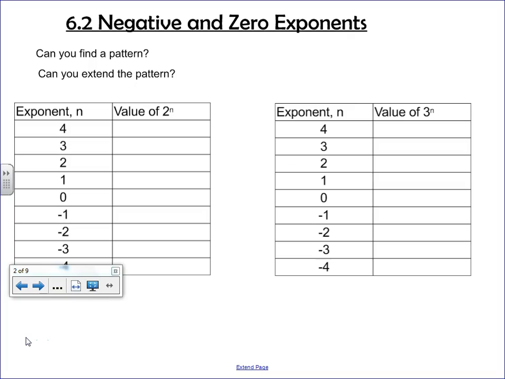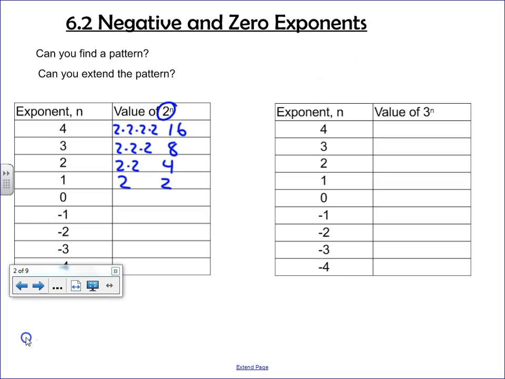So let's take 2 to the n power. Evaluated to the power of 4, that's 2 times 2 times 2 times 2, which would be 16. 2 to the third would be 2 times 2 times 2, which is 8. 2 squared, 2 times 2, which is 4. 2 to the first is 2. So taking a look at that, maybe you can see the pattern.